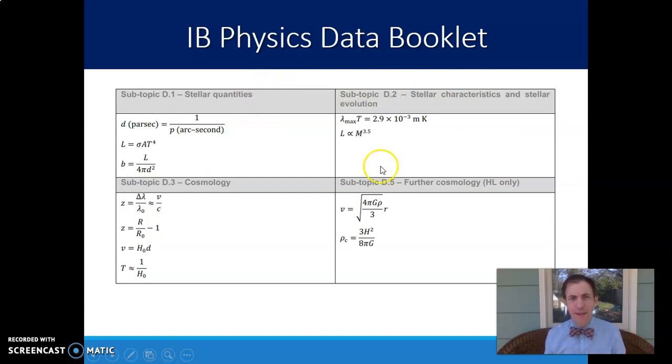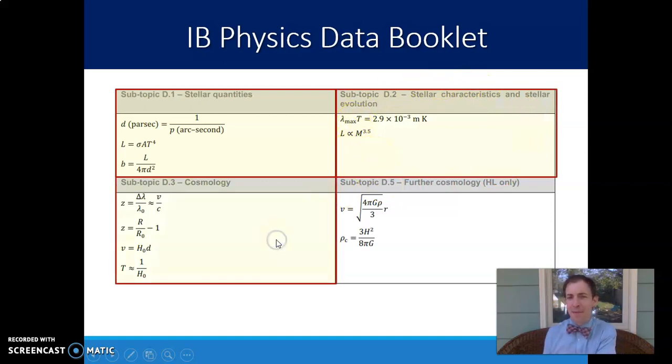Just overall, this is the IB Physics data booklet for this particular unit. There are three subtopics here that we've been focusing on: the subtopic on stellar quantities, and the subtopic on stellar characteristics and evolution. Then in our last lesson, we talked about cosmology. We'll close up with a little cosmology today as well, talking about the distant past of our universe and then what the possible future might be.